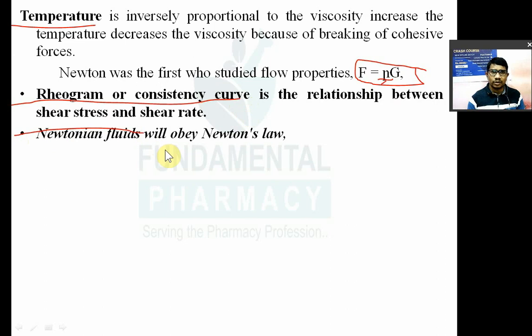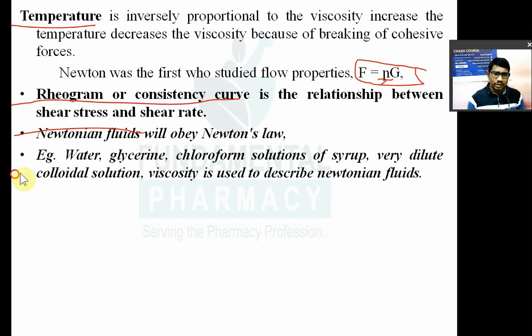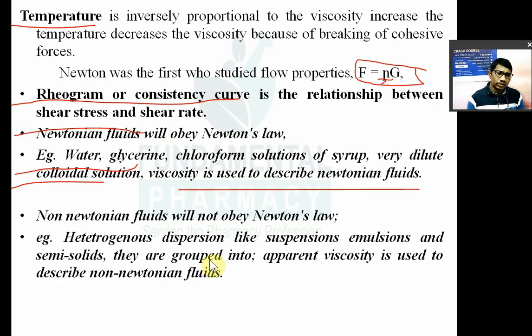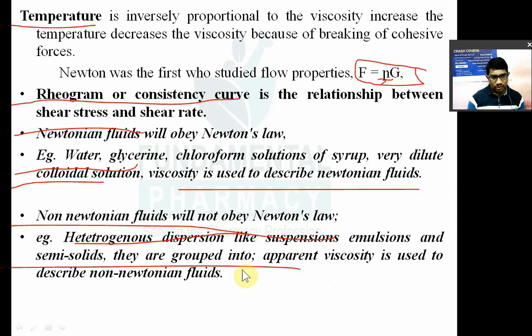What are the examples of Newtonian fluid? Question आ चुका है इसके ऊपर. Water, glycerin, chloroform, solution of syrup, very dilute colloidal solution. So they are the examples of Newtonian liquids. Viscosity is the term used to describe the Newtonian liquid. Non-Newtonian liquid क्या होता है? They will not obey Newton's law. Example क्या है? Heterogeneous dispersions like suspension, emulsion, semi-solids. They are grouped into non-Newtonian liquids. Apparent viscosity is the term used to describe the non-Newtonian liquid.